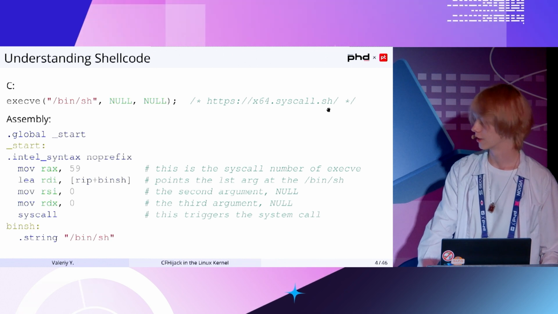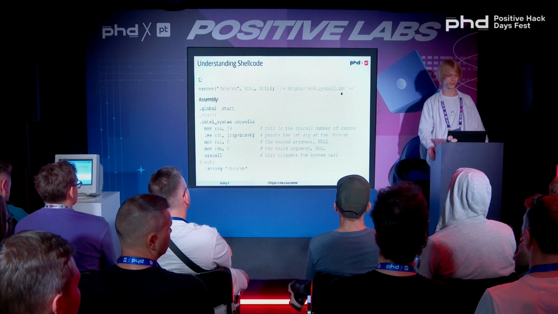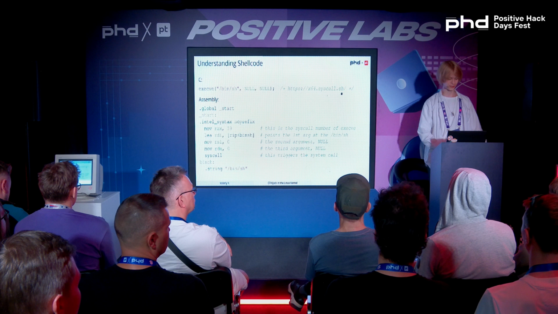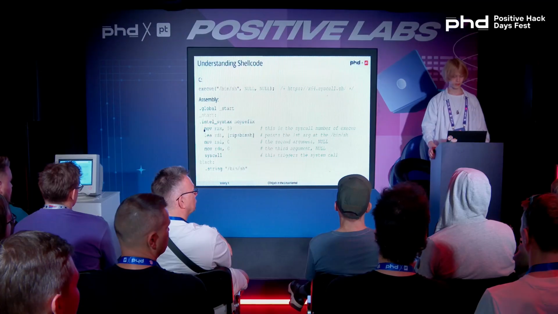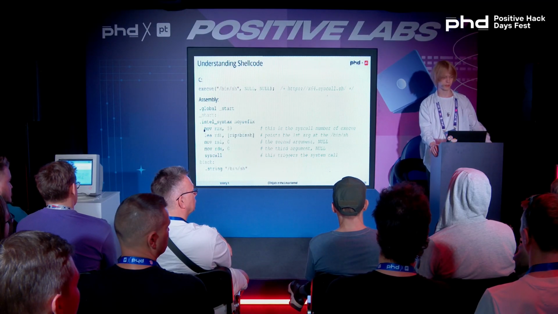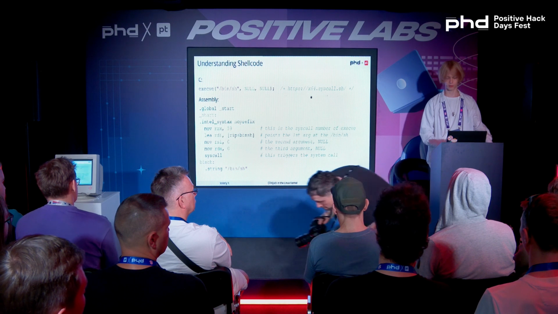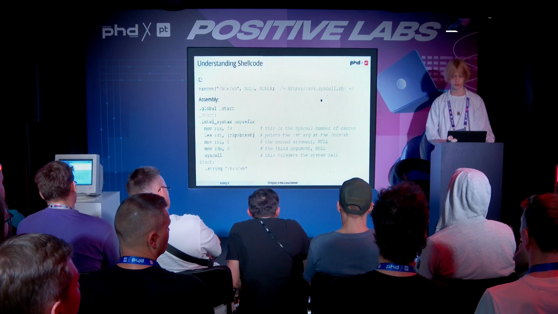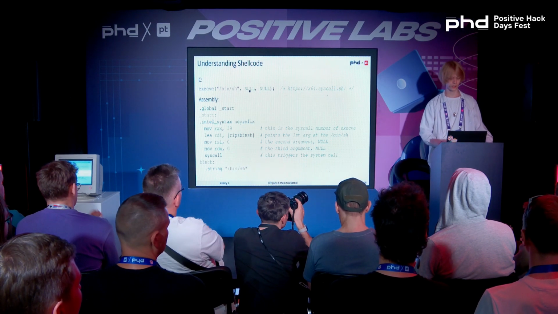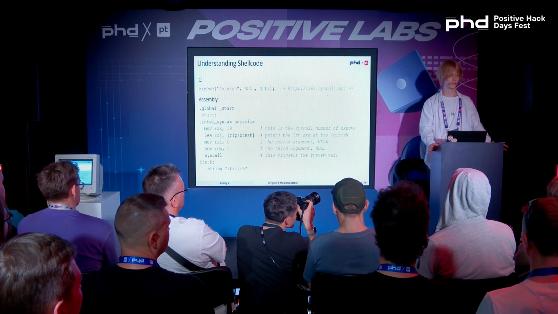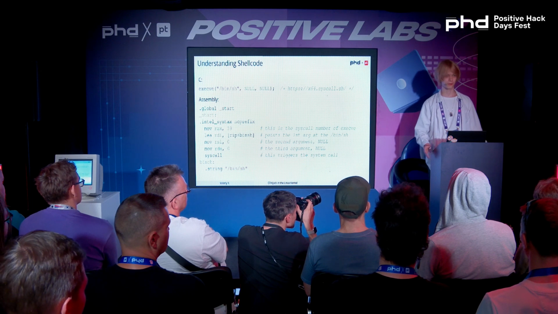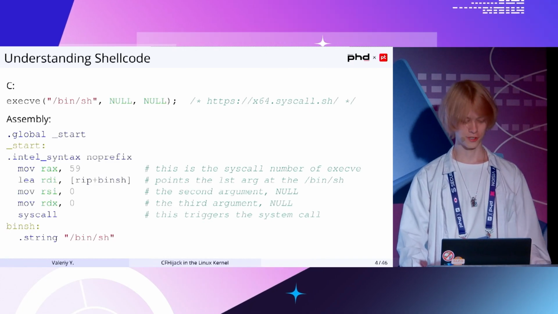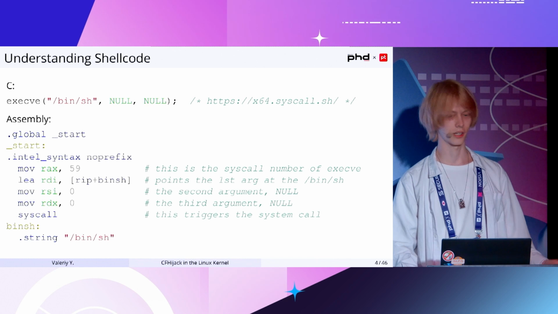So this is an example that I programmed in assembler. If you never used an assembler, don't worry about it, because we'll only be using these 5 instructions. So the first one loads the number 59 into the register. This is just the system execve number. It has nothing to do with logic.